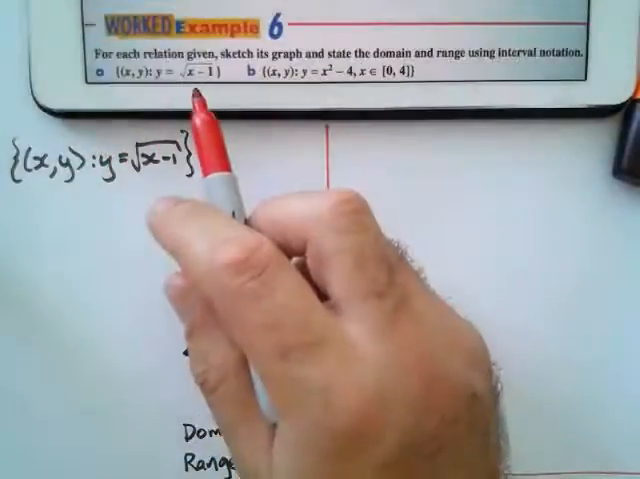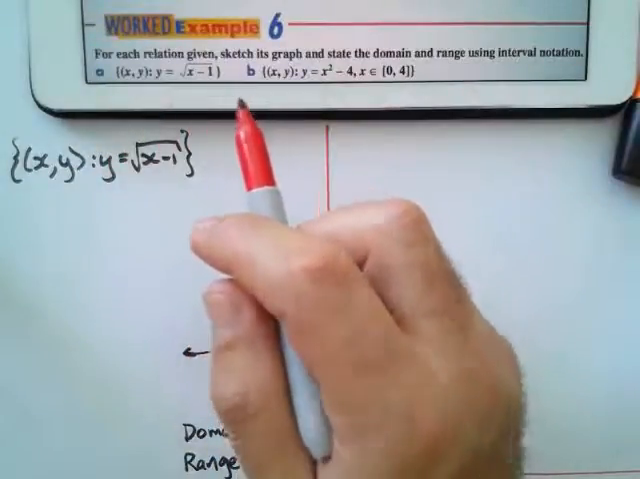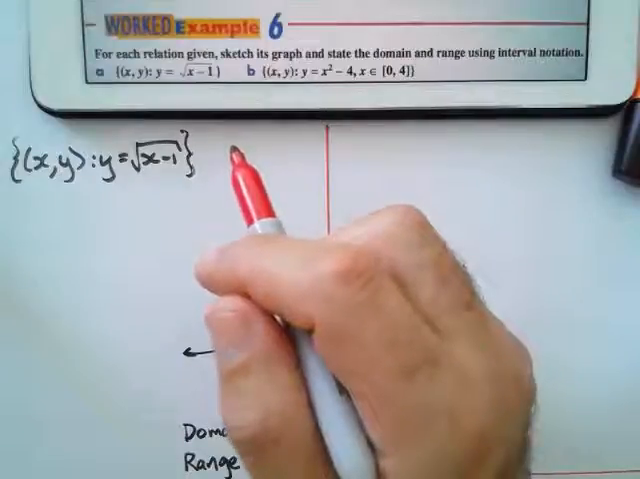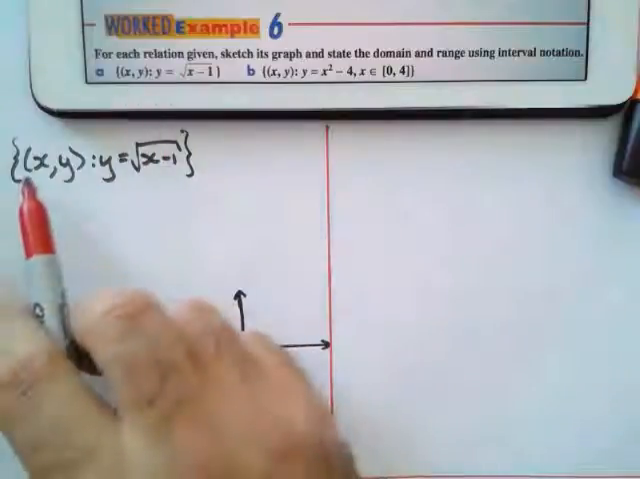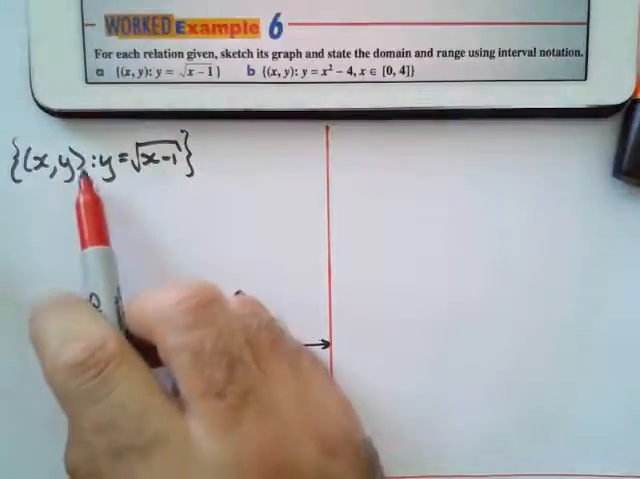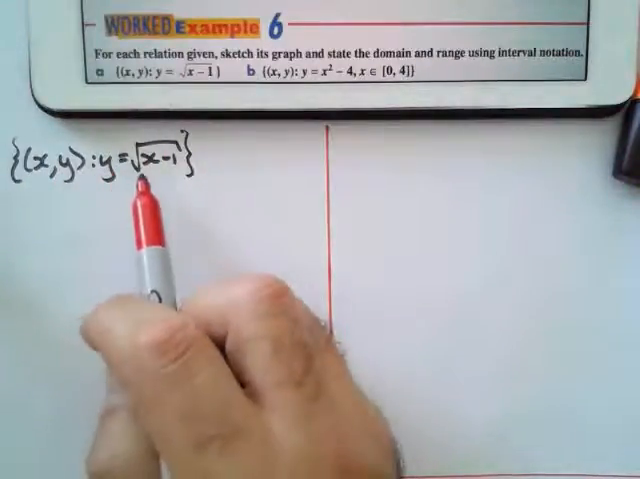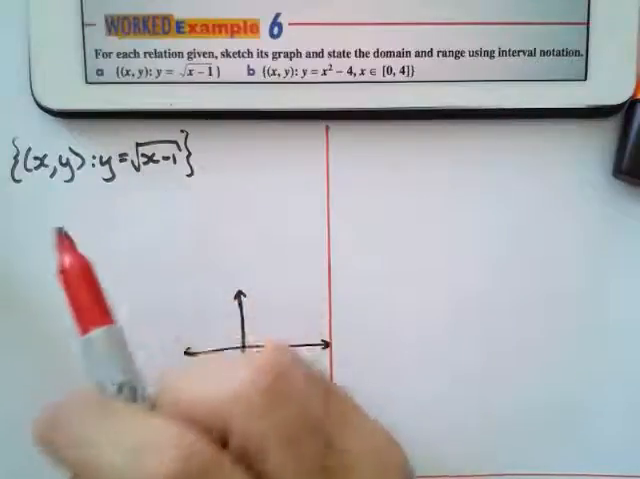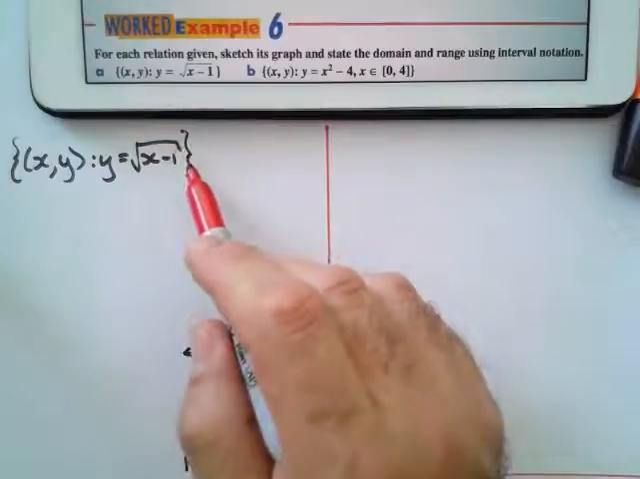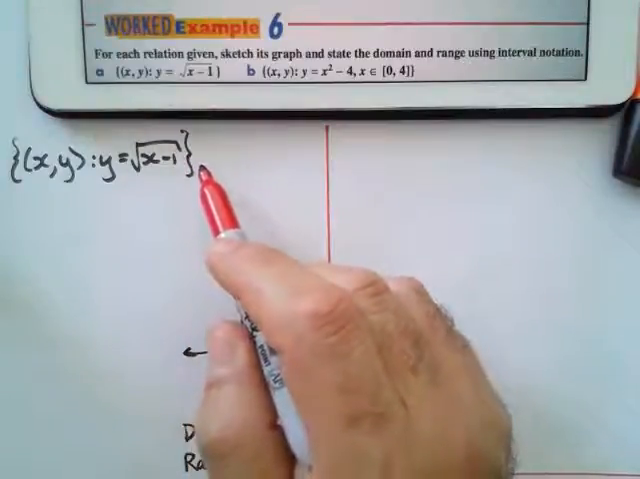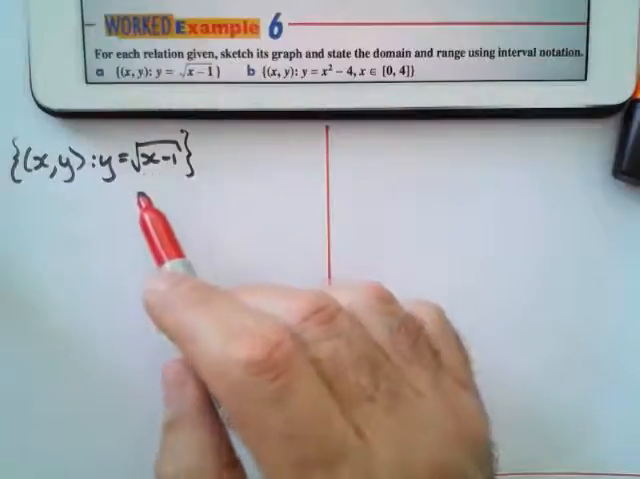For each relation given, sketch its graph and state the domain and range using interval notation. So our first one is: x and y are variables such that y equals the square root of x minus 1. The first thing we want to look at is, will x exist everywhere? Because there's no domain, they don't tell us where x exists.